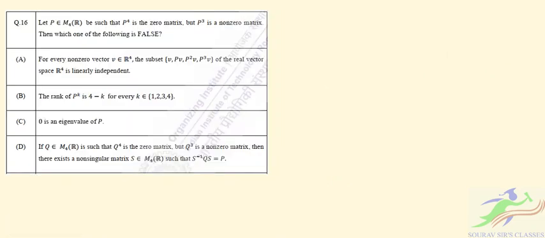So, question number 16. Let P belong to the 4 by 4 square matrices over the reals, and it is such that P to the power 4 is the 0 matrix and P cube is a non-zero matrix. So we have to find out of the 4 options which one of the following will be false. Okay, so to solve this question, we will first consider a matrix P. Consider a 4 by 4 matrix.